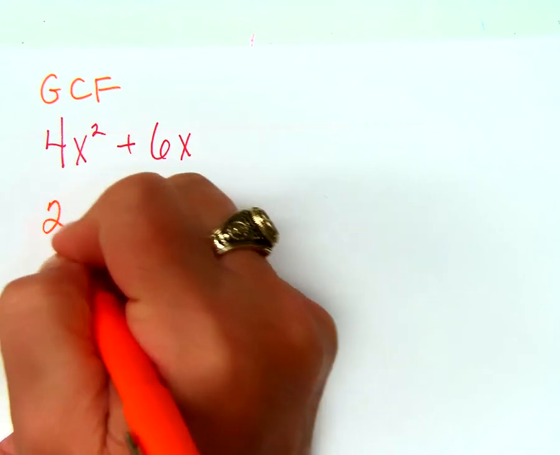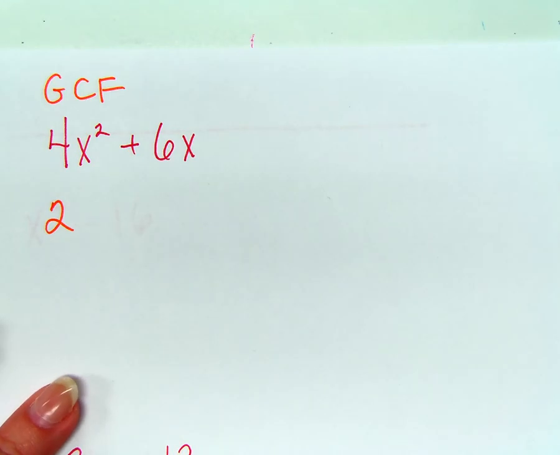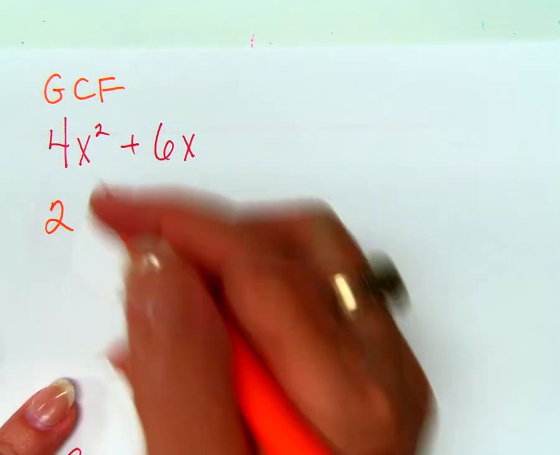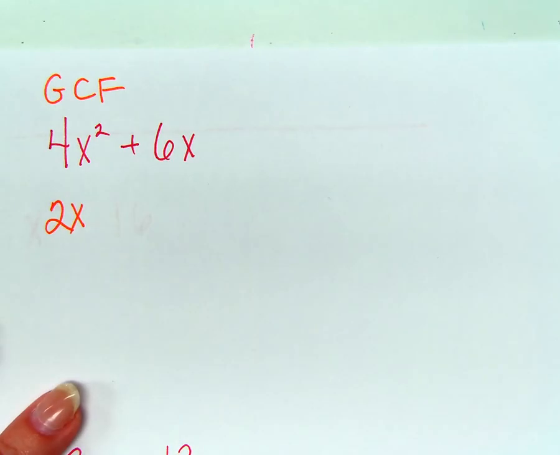2. 2 what? 2x. Isn't the greatest common factor 2x? So now, is factoring the same as dividing? Because we already divided, right? We already divided, but is factoring the same as dividing? No and yes. Okay? It's kind of dividing.